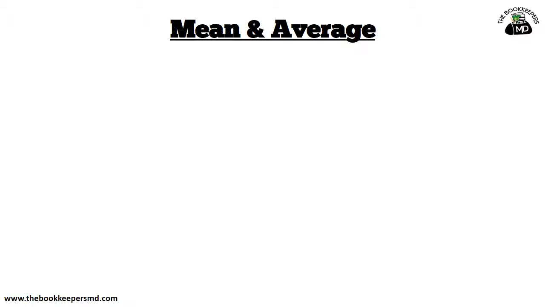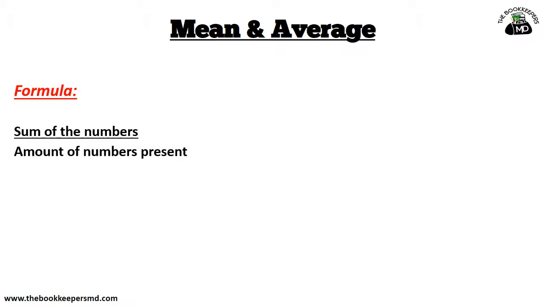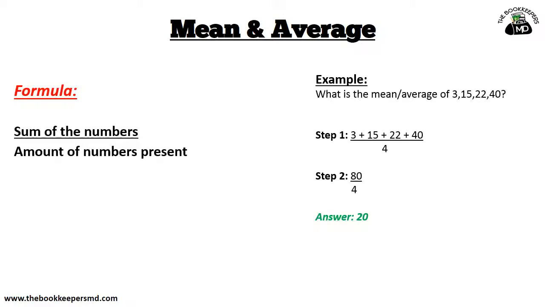Now let's discuss mean and average. The formula to calculate mean and average is the sum of the numbers over the total amount of numbers present. Some may look at this and be a little confused, but thankfully for you, we have an example. Our example asks us, what is the mean and or average of 3, 15, 22, and 40?